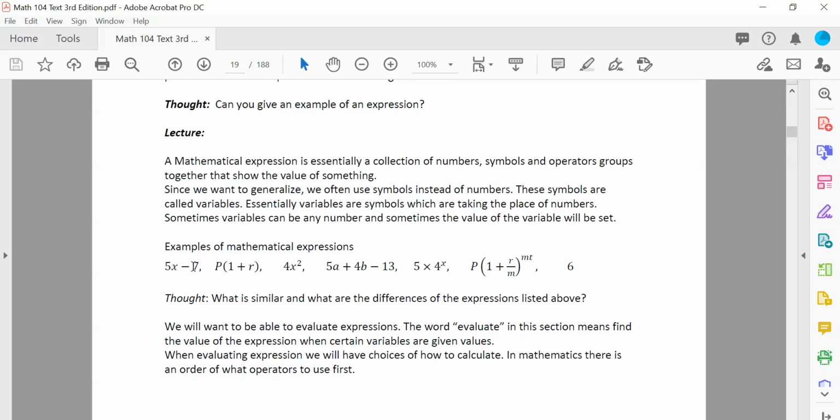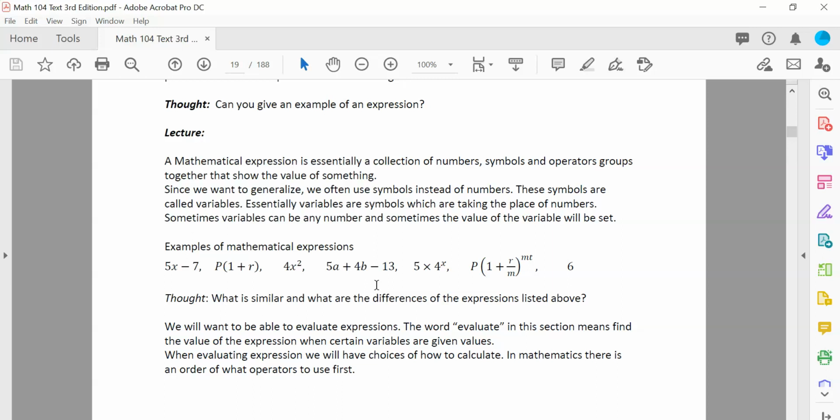Here are some examples of mathematical expressions. It's essentially a collection of numbers, symbols, and operators that show a value of something. So you can see lots of different mathematical expressions here. What we see is numerical values, mathematical operators, and variables, all interchanged. Lots of different mathematical operations are going on in each of these expressions.